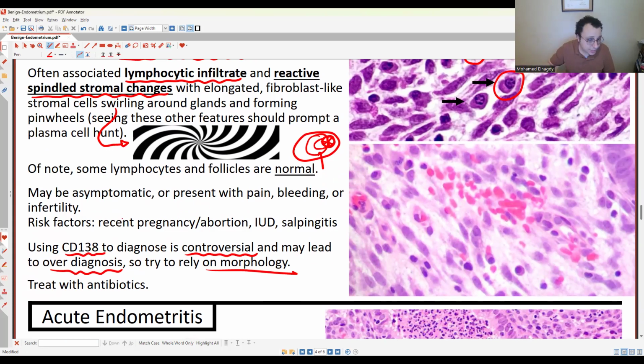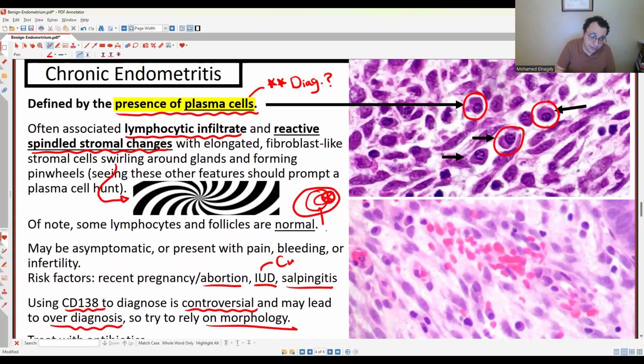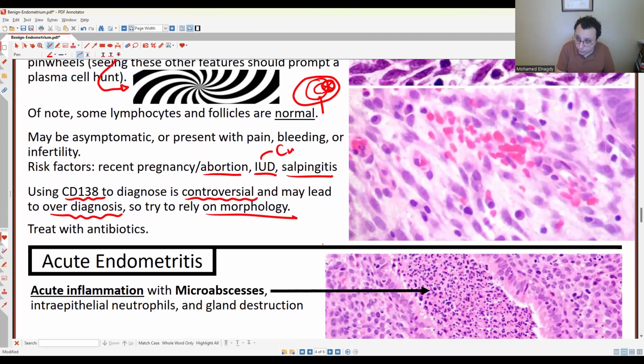Chronic endometritis is highly associated with chronic irritation due to abortion, maybe recent abortion, use of IUD, which is usually copper IUD, and of course, genital tract infection by chlamydia, gonorrhea, these kinds of things. And it's sometimes associated with salpingitis and pelvic inflammatory disease in some cases. That's chronic endometritis. Okay.